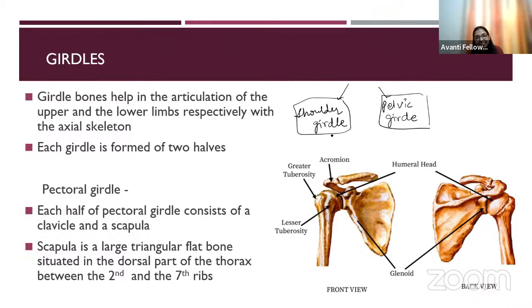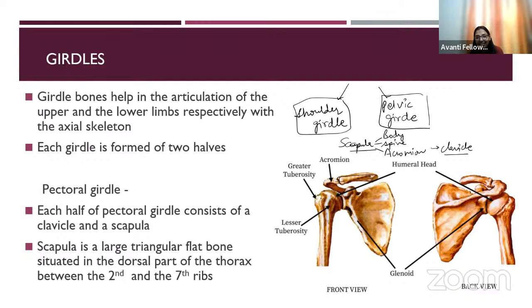The shoulder girdle consists of the shoulder blade, which is known as the scapula. The scapula divides into three parts: body, spine, and acromion. The acromion is attached to the clavicle, which is the collarbone, and the clavicle is attached to the sternum.